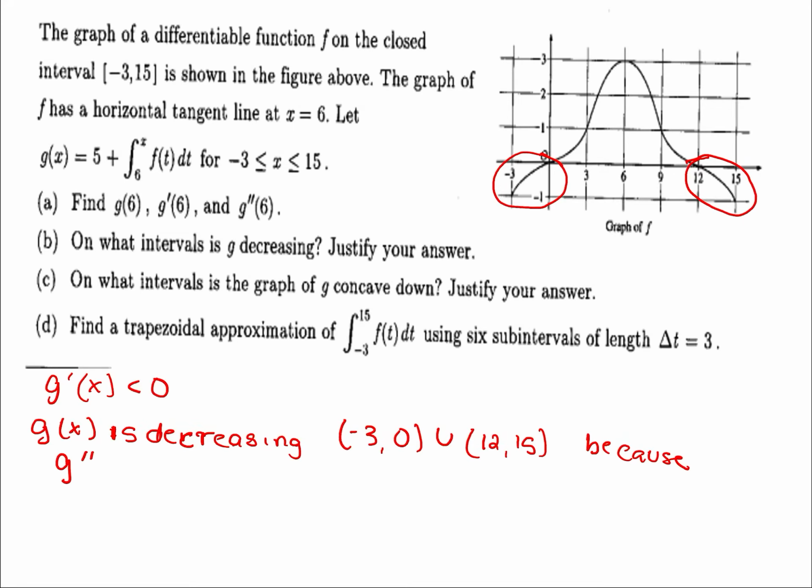because g prime of x is negative. Remember, you want to avoid using "it is negative" and pronouns. You want to be specific. So g prime of x is negative.